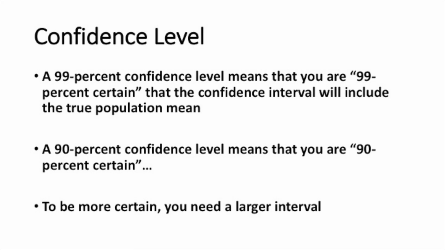So you pick a confidence level based on how certain you want to be that the actual range, the confidence interval that you report, includes the true population mean. So for example, a 99% confidence level means that you are 99% certain that the confidence interval that you calculate will include the true population mean. If you decide you want to use a 90% confidence level, then you're saying that you are going to be 90% certain that the confidence interval that you calculate will include the true population mean.